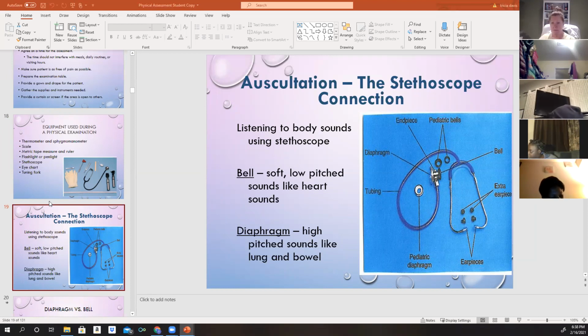So the bell, you can see on the picture what piece that is. This little baby, that's how I remember it, bell baby. We usually use that to listen to babies. The bell is used to listen for soft, low-pitched sounds like heart sounds. I always see them using it where I work for the infants. I've never actually used that side of my stethoscope before, but those are the sounds you would use it for. The diaphragm, which is the bigger part, you want to use to listen to high-pitched sounds like the lungs and the bowels.